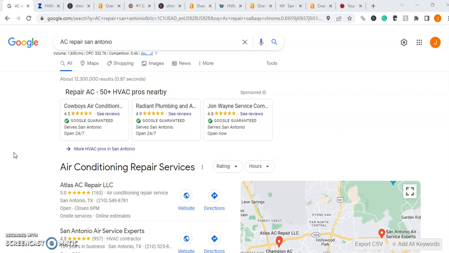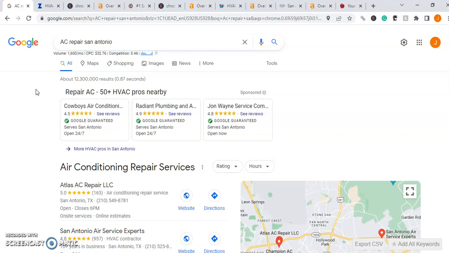To show you how you could turn your website into a lead generation machine and really increase your revenues every month. But let's talk about how we're going to do that. So first off, if you take a look at the top, you'll see we have AC repair in San Antonio, which generates about 1,600 searches every single month.